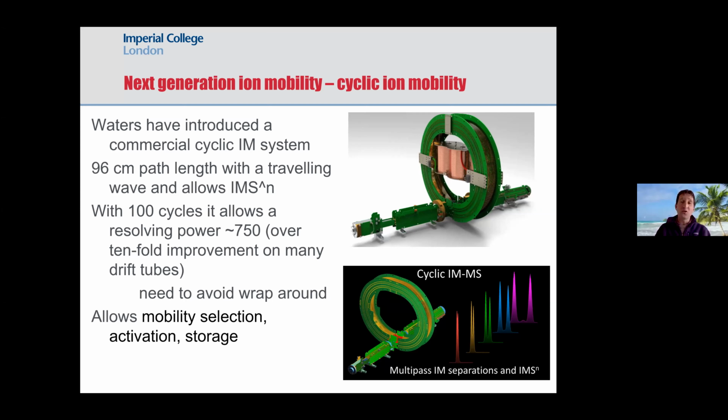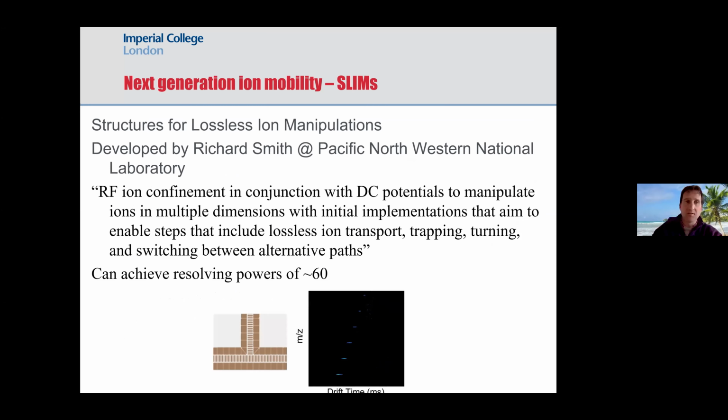One of the things, of course, you have to watch out for is that you begin to get wraparound effects. So some of your ions will end up overtaking other ions as they go around this cyclic tube. But we've got a quadrupole on the front end, so we can select for ions before they go into the circle. And it allows you to select ions, store them, and measure mobility in terms of that.